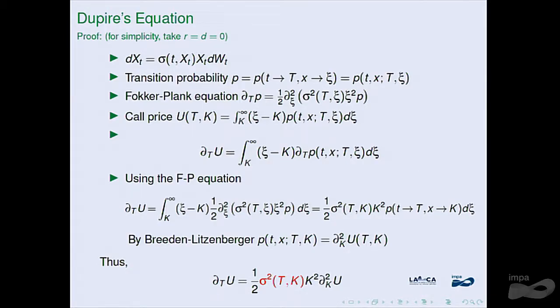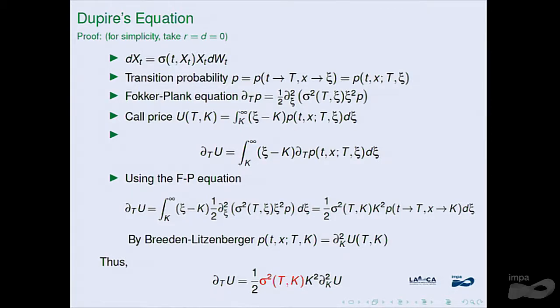Well, that leads to a probability transition from t to capital T, x to psi, and the corresponding Fokker-Planck equation for such probability is this one, just standard stochastic calculus. Then with that probability transition, you can actually write down the call price, and the call price is the integral from k to infinity of (psi minus k)^+ times the transition function.